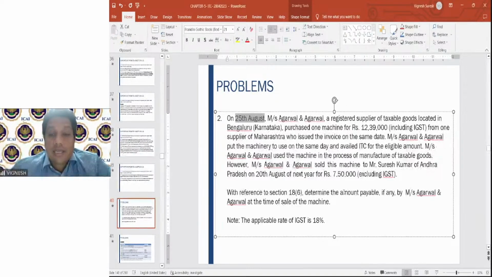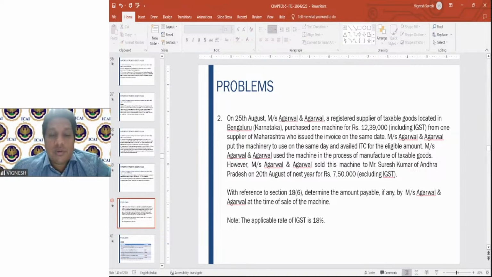Then correspondingly, he says that 7,50,000 he sells it. What is the transaction value of that? So whichever is higher between the two needs to be the total amount which is payable by Mr. Agarwal.